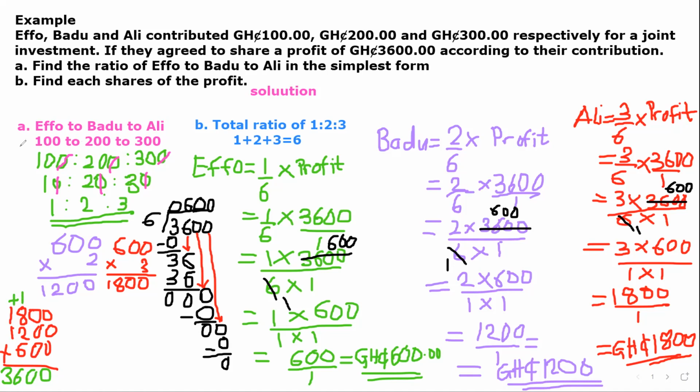So it means when you share the profit of 3,600 according to their contribution, then Ifo will receive 600 Ghana cedis, Badu will also receive 1,200 Ghana cedis, and then Ali will also receive 1,800 Ghana cedis. The 0.200 at the back of the currency is just a symbol that shows that they are in Ghana cedis, okay? So that one, it has nothing to do.